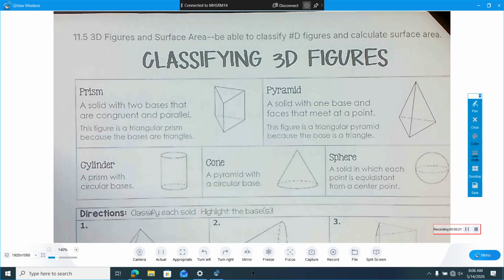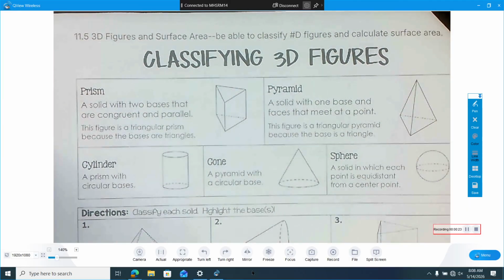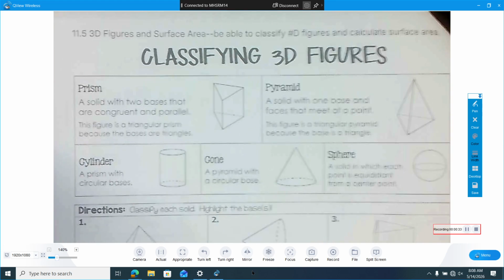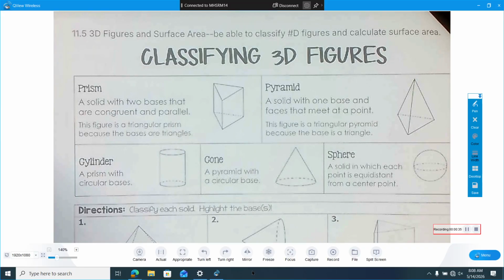So we are looking at 3D figures and surface area today. We want to be able to classify 3D figures and calculate surface area. And so we have some 3D figures. Oh, I should get out my models. There are a couple different types, but the main two types that we want to make sure we really understand are prisms and pyramids.